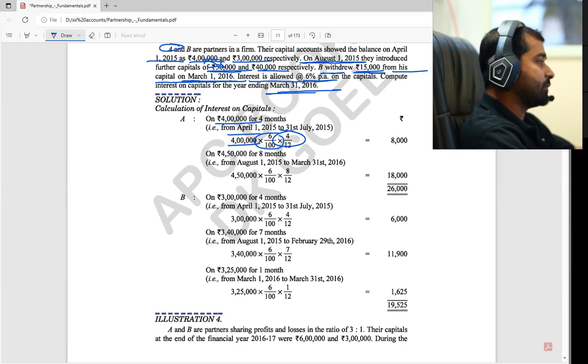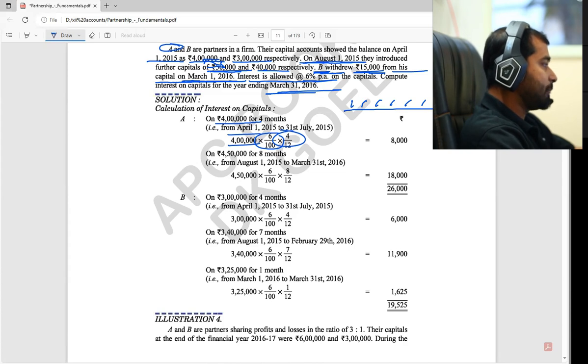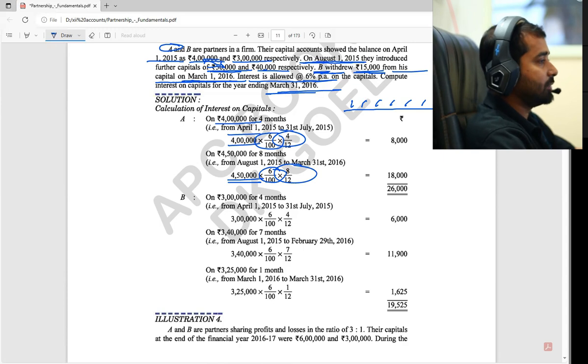So August to February: August, September, October, November, December, January, February. For A, it is still March end, he didn't withdraw anything. Only B has taken. So for A it will be 8 months. So for A, 4 lakh 50,000 into 6 by 100 into 8 by 12.